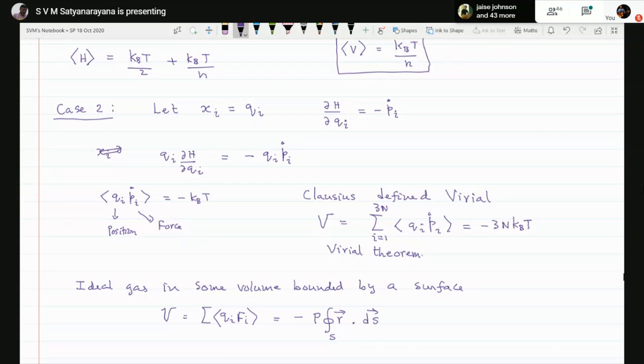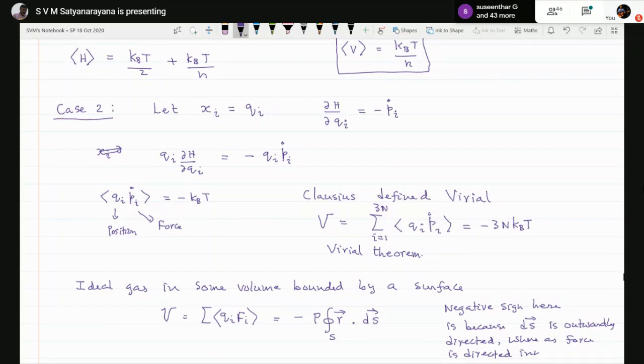This is how you define the virial. Now the negative sign here is because dS is outwardly directed, whereas the force is directed inwards. So that is why we use a minus sign there.